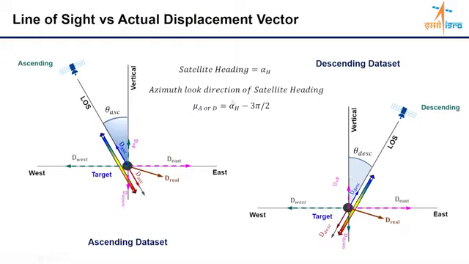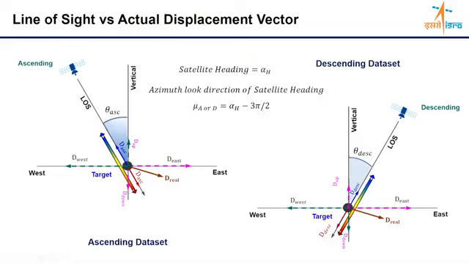So mu equals the satellite heading minus 3 pi by 2, meaning 270 degrees. This is applicable for both ascending as well as descending passes. So the azimuth look angle for ascending data is equal to the satellite heading of the ascending pass minus 270 degrees, and the azimuth look direction for the descending is the satellite heading in the descending pass minus 270 degrees. But this is applicable for right looking radars; for left looking radars, the relationship will be alpha h minus pi by 2.